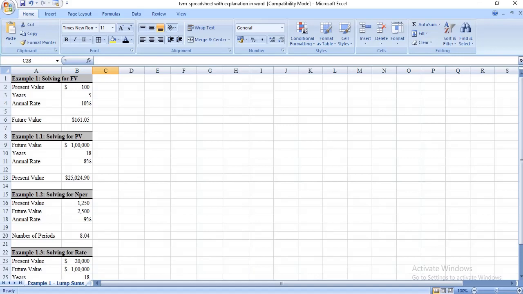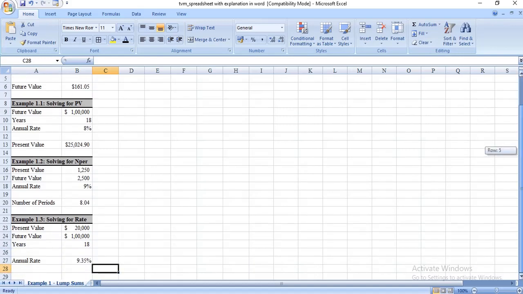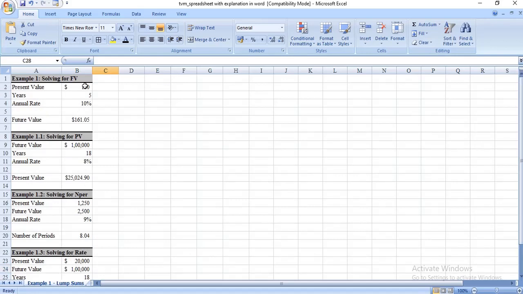One is the future value, how to calculate the future value from the present value. Then how to calculate the present value from the future value. Then solving for NPER, that means how many years, how many periods you need to get that certain future amount. And the last one is solving for the rate: if you are getting this much amount in so many years, then what is the annual interest rate you are getting, that we will look at. So the first one is solving for FV, that is the future value.